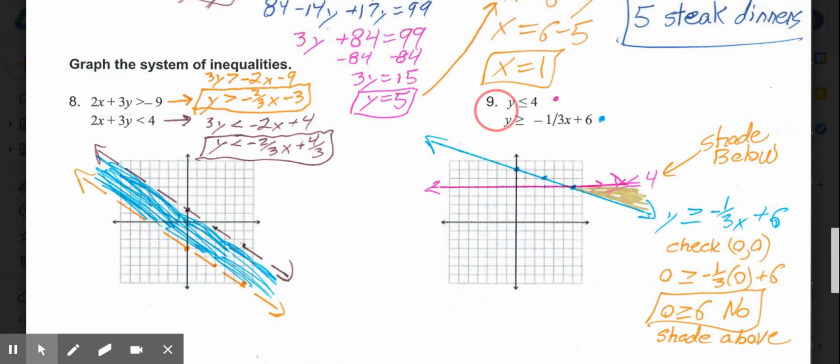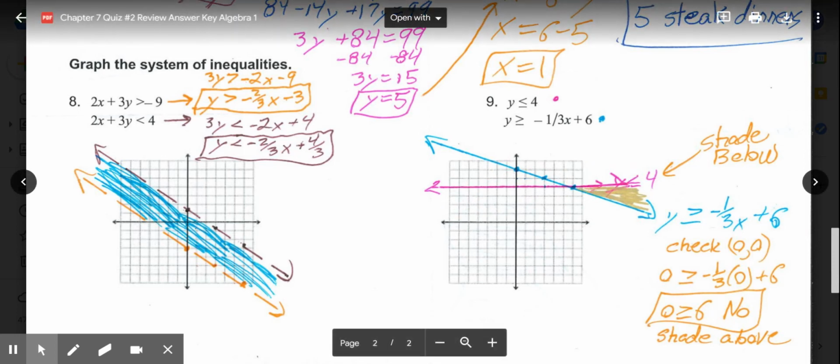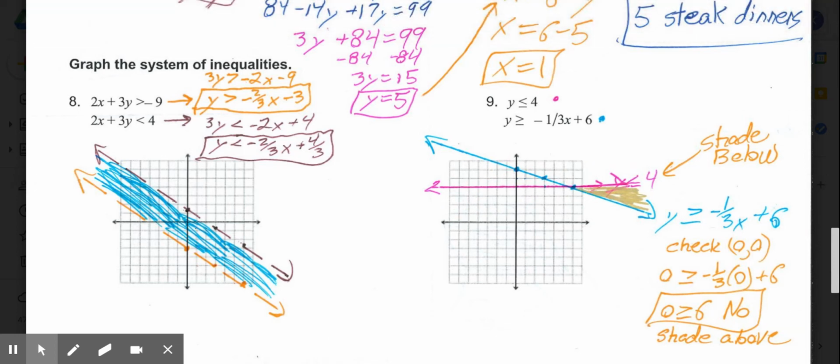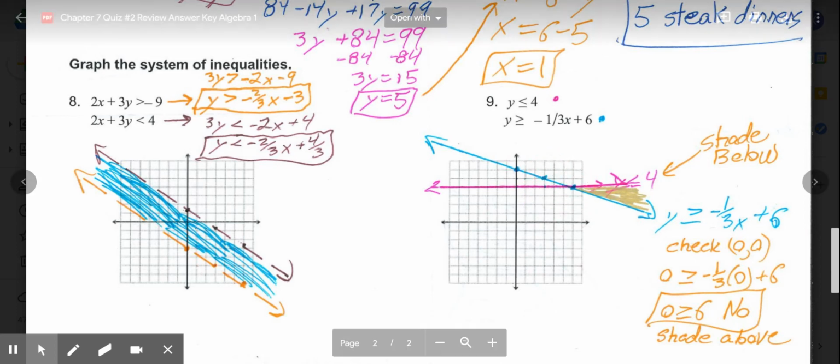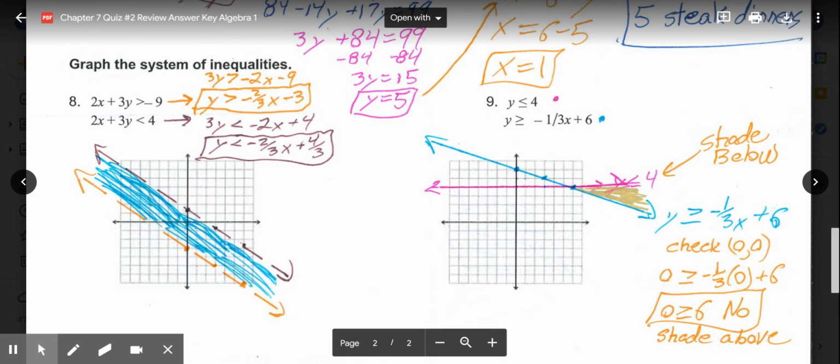With number 9, y is less than or equal to 4 would give us a horizontal solid line at 4. Y is greater than or equal to negative 1/3 x plus 6, starting at a positive 6, following our slope of down 1, right 3. Down 1, right 3. So I have both lines that I need.